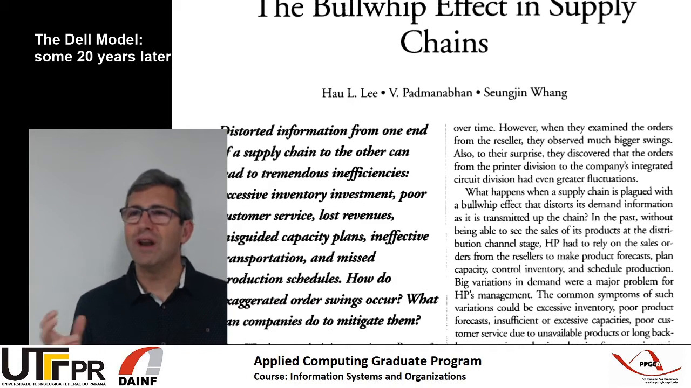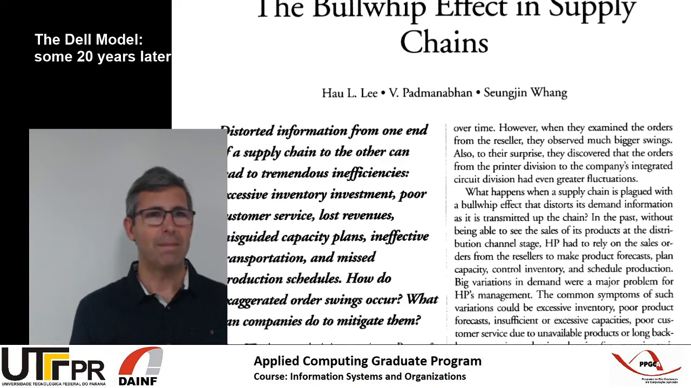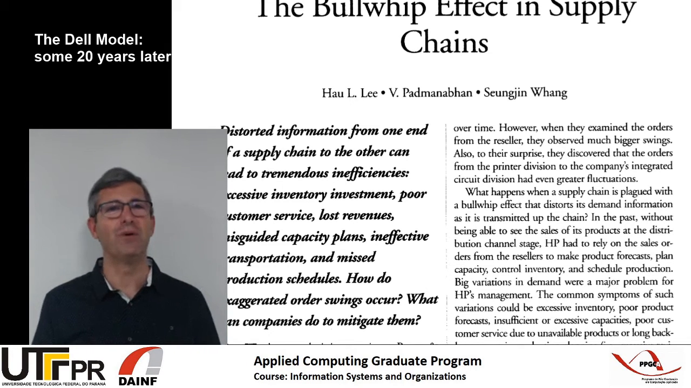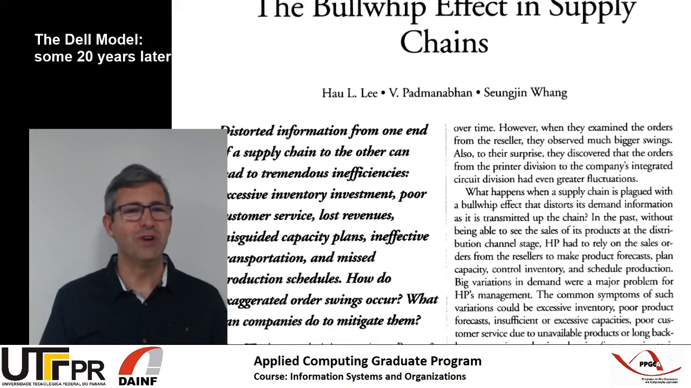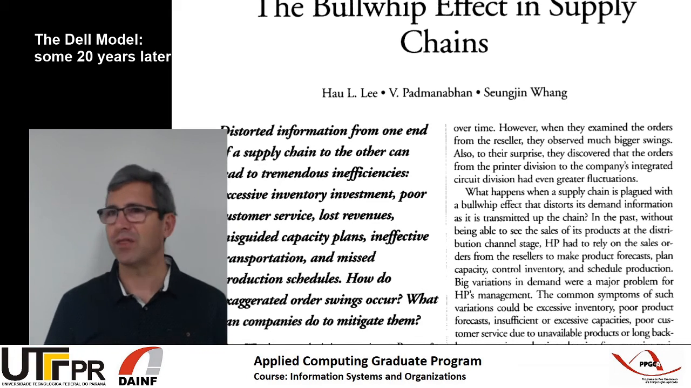I got to talk to you a little bit about some possibilities of reducing the problem of the bullwhip effect by better dealing with information. Of course, we are information systems people. So what we want to do here is to make sure that the information flow along the supply chain is as good as possible, so that we don't have problems like that, right?